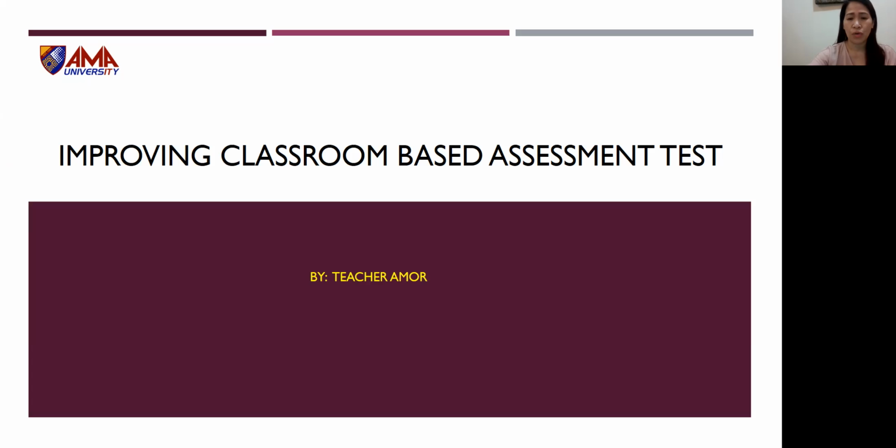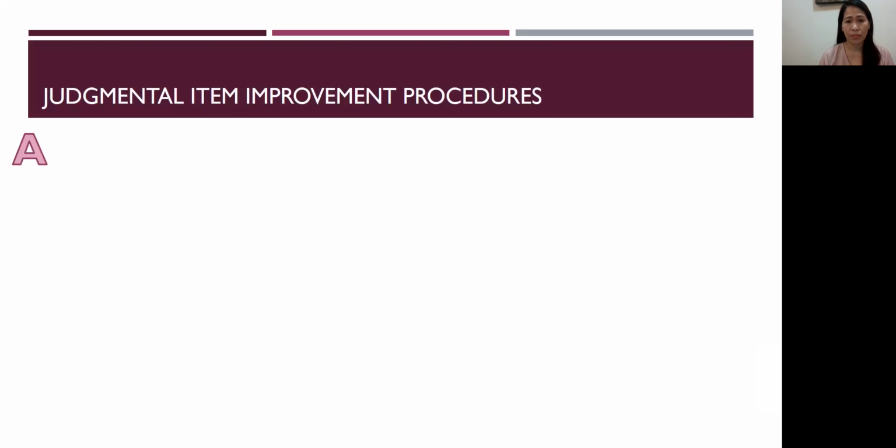Okay. So in improving classroom-based assessment tests, the process does not end after the teacher selects an appropriate learning outcome to assess and designs the classroom-based assessment for students. The validity of the classroom instrument for the purpose for which it is intended should also be ensured. In doing so, it requires improving the test items. So the following are the procedures for judgmental item improvement.